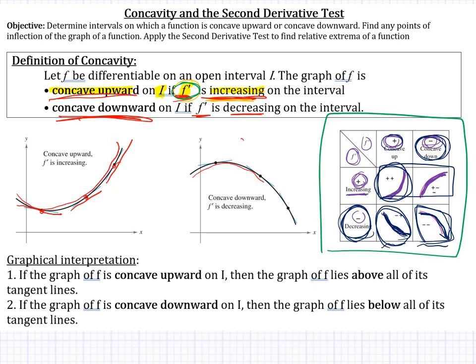Whereas if you look at a concave down picture, and I look at the tangent lines here, because the curve is curving downward, all the tangent lines are sitting on top or above the curve itself. So we could say a function is concave up if the tangent lines are below the curve, meaning the graph lies above the tangent lines. And it's concave down if the graph is below, so the tangent lines are then above.